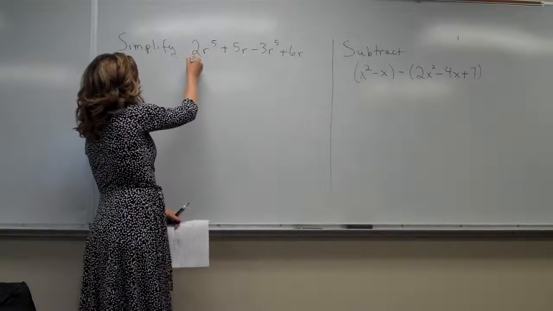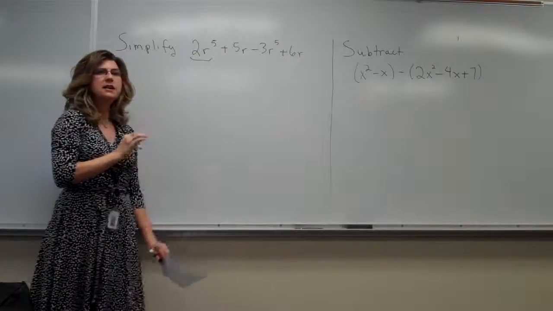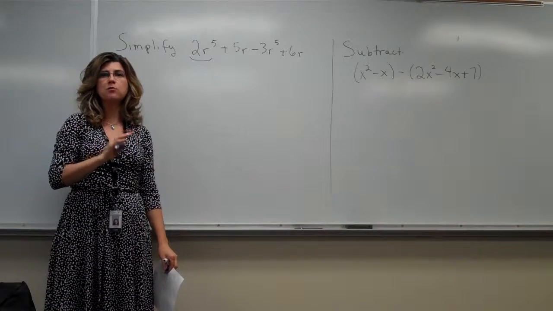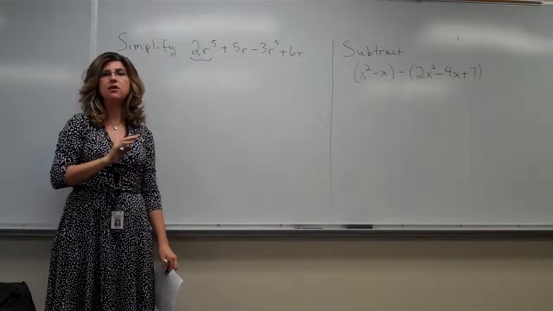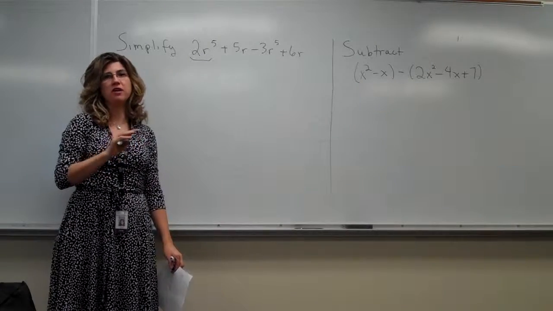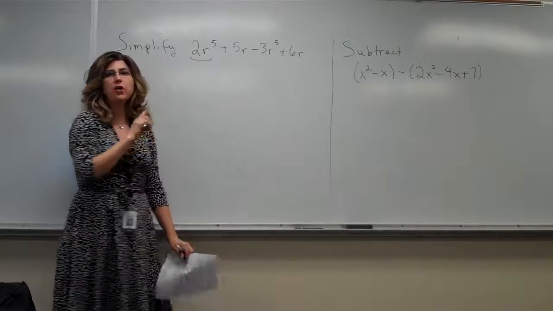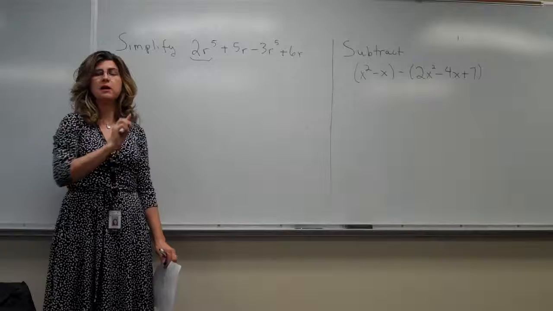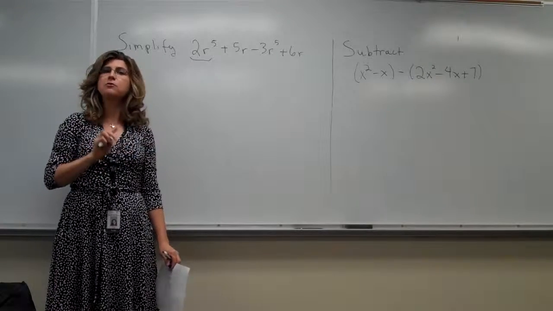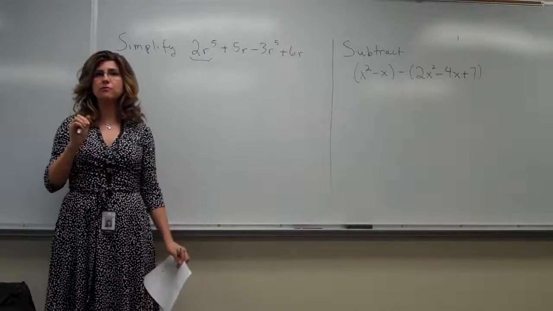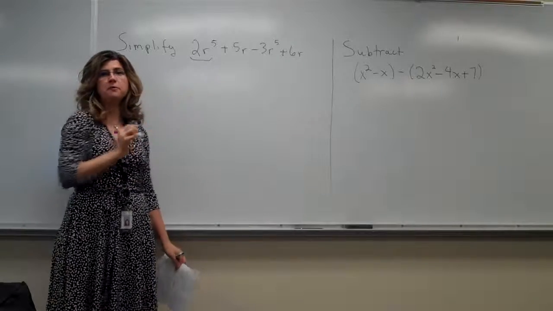So here we have 2r to the fifth. This has a variable r, and it's raised to the fifth power. Any term that will be like with that will also have r, and it will be raised to the exact same power, r to the fifth. Now the number in front, that's called the coefficient. That could be different. But in order to have a like term, it would have to have r, and it would have to be raised exactly to the fifth power.